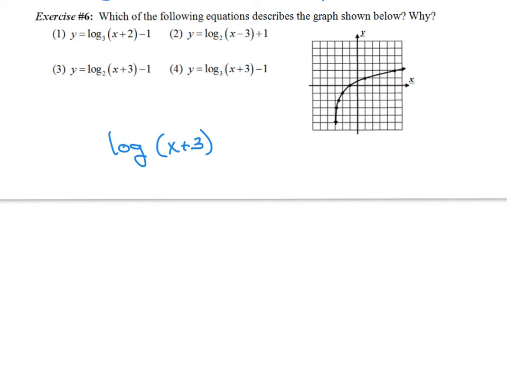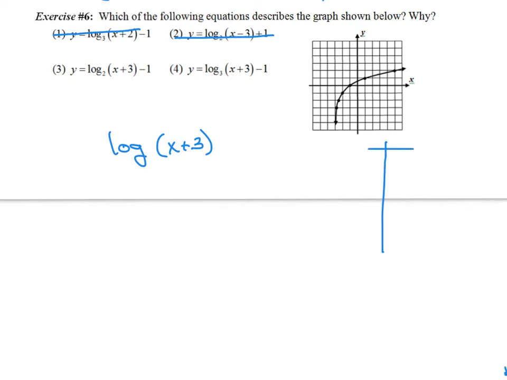So automatically I know that I am going to eliminate choice number 1 and choice number 2 because they don't have the argument of x plus 3, signifying a left shift of 3. Now the decision is: is this a base of 2 on my log, or is it a base of 3? That's going to require me to take a look at some of the ordered pairs that have to accommodate this graph.